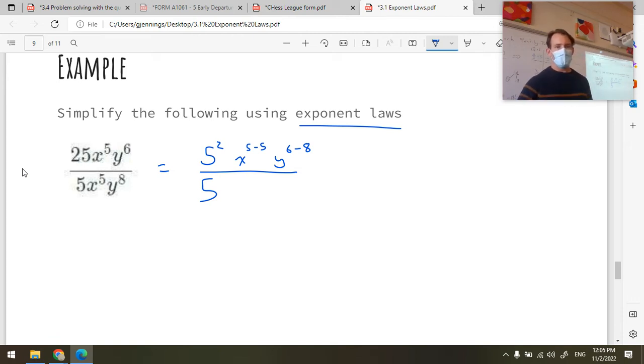Then this is 5 to the 1, right? Because everything is to the 1. I'm 42 to the 1 years old.